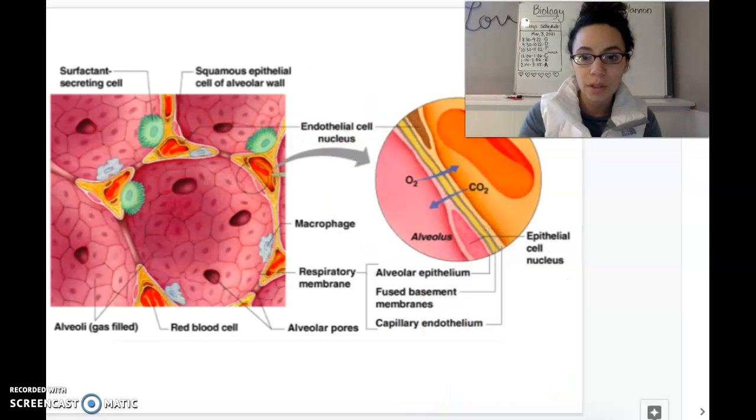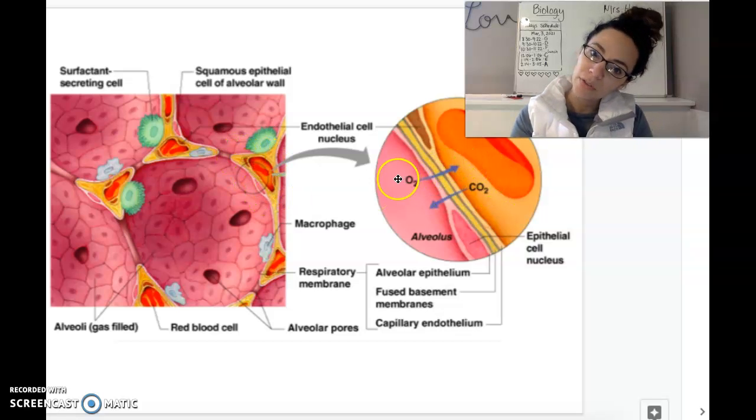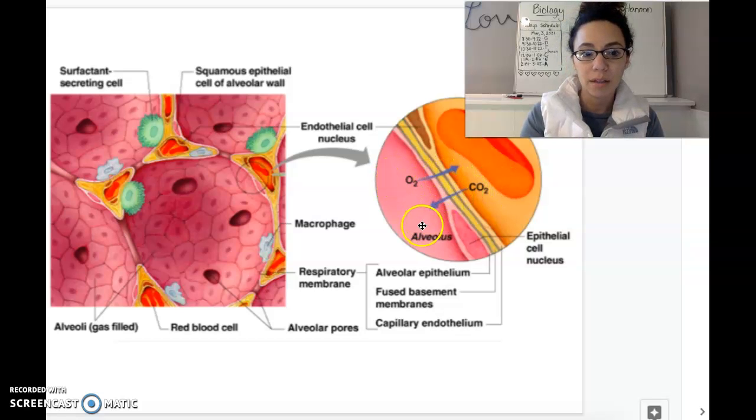Okay, if we look closely here, so this is a zoomed in version. So this large balloon space would be the alveoli, and then these spaces in between, these are the capillary beds. Okay, and if you zoom in even more, we can see that diffusion of oxygen and carbon dioxide, and I'll explain more about those in a second.